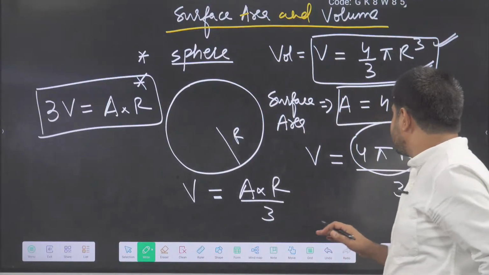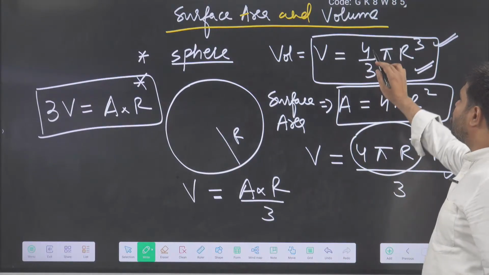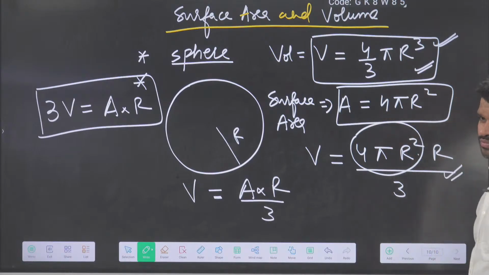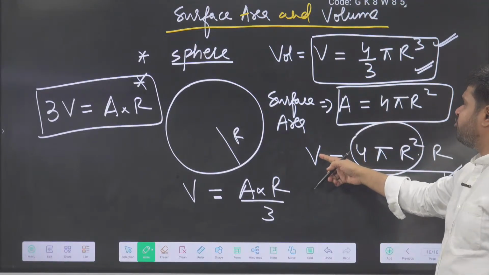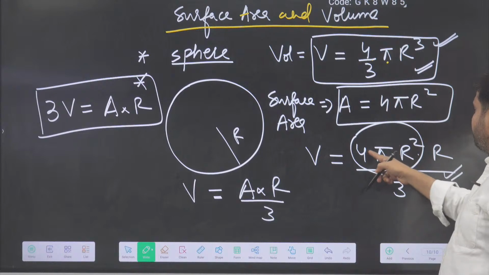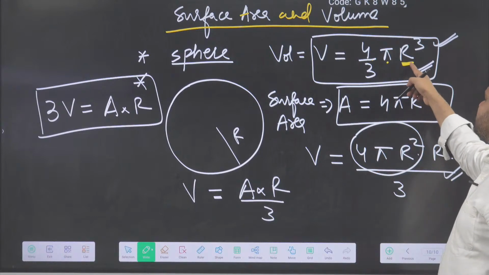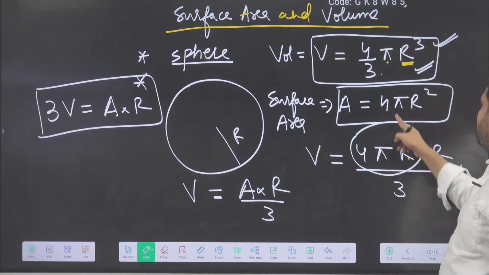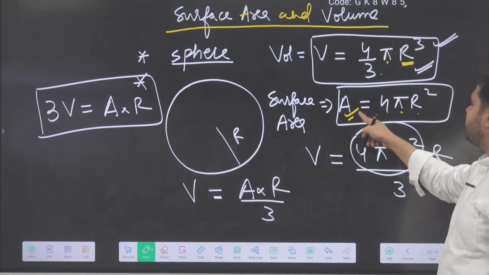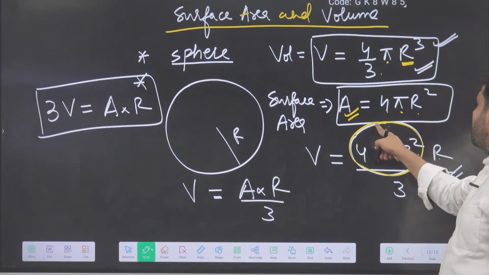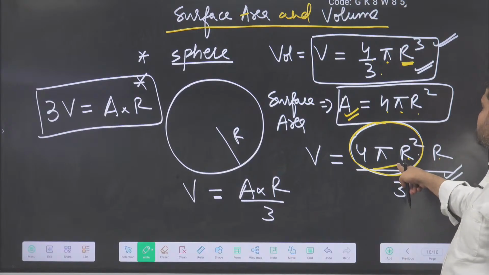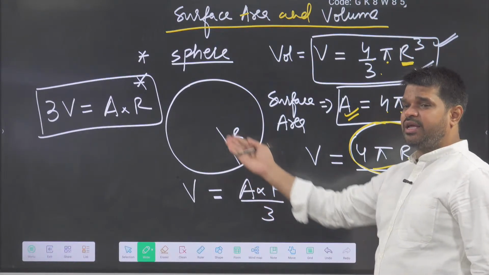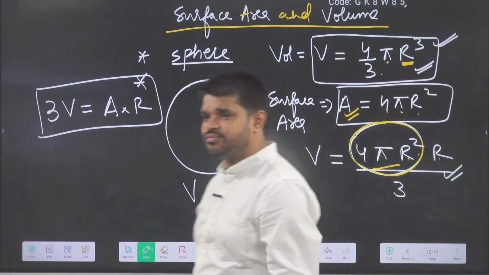The relationship again I am telling. See, volume is 4/3 pi r cubed, area is 4 pi r squared. So I am writing volume like this: V equals 4 pi, r cubed I am splitting as r squared into r, and 3 in the denominator. 4 pi r squared is surface area, so in place of 4 pi r squared I am writing A. So what did I get? Surface area into r divided by 3. I rearranged it to get that result.